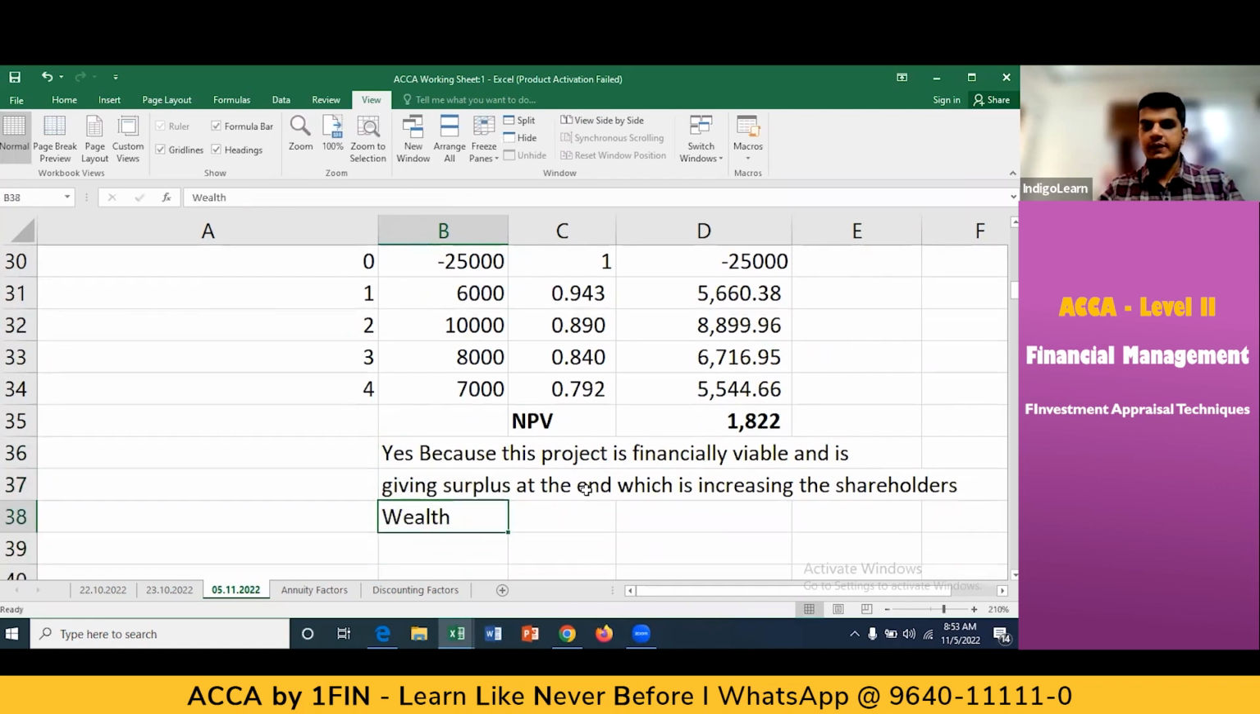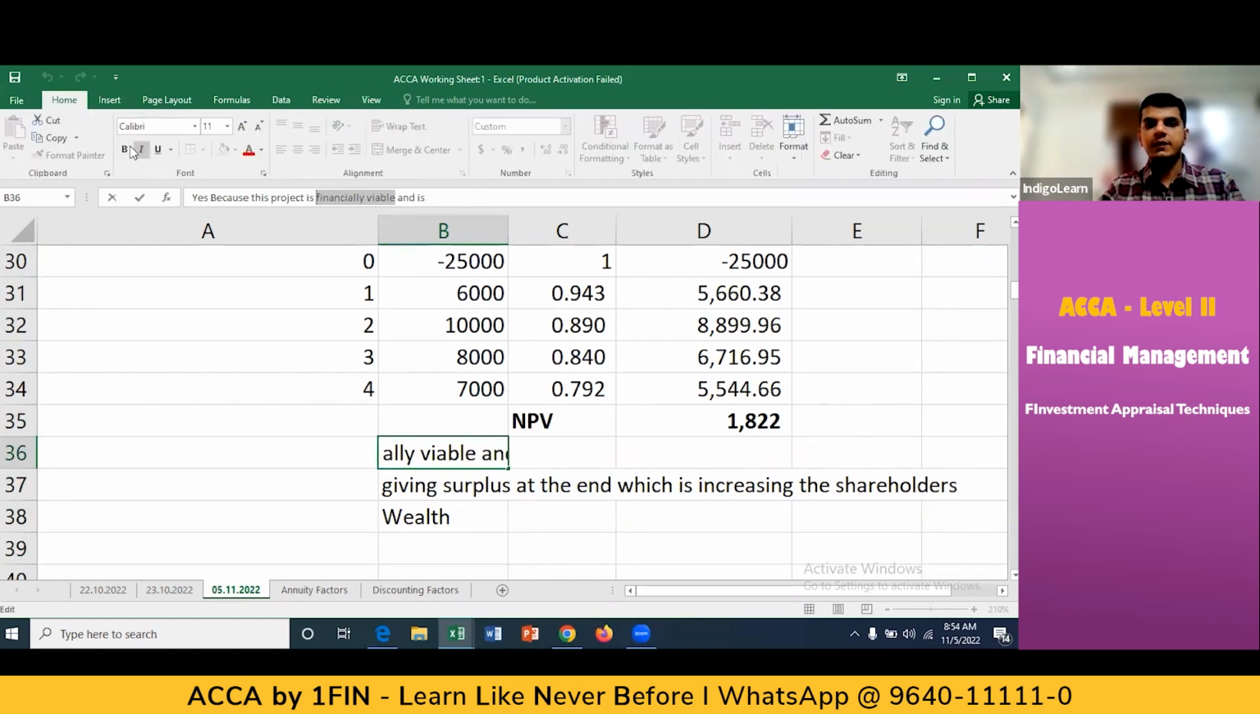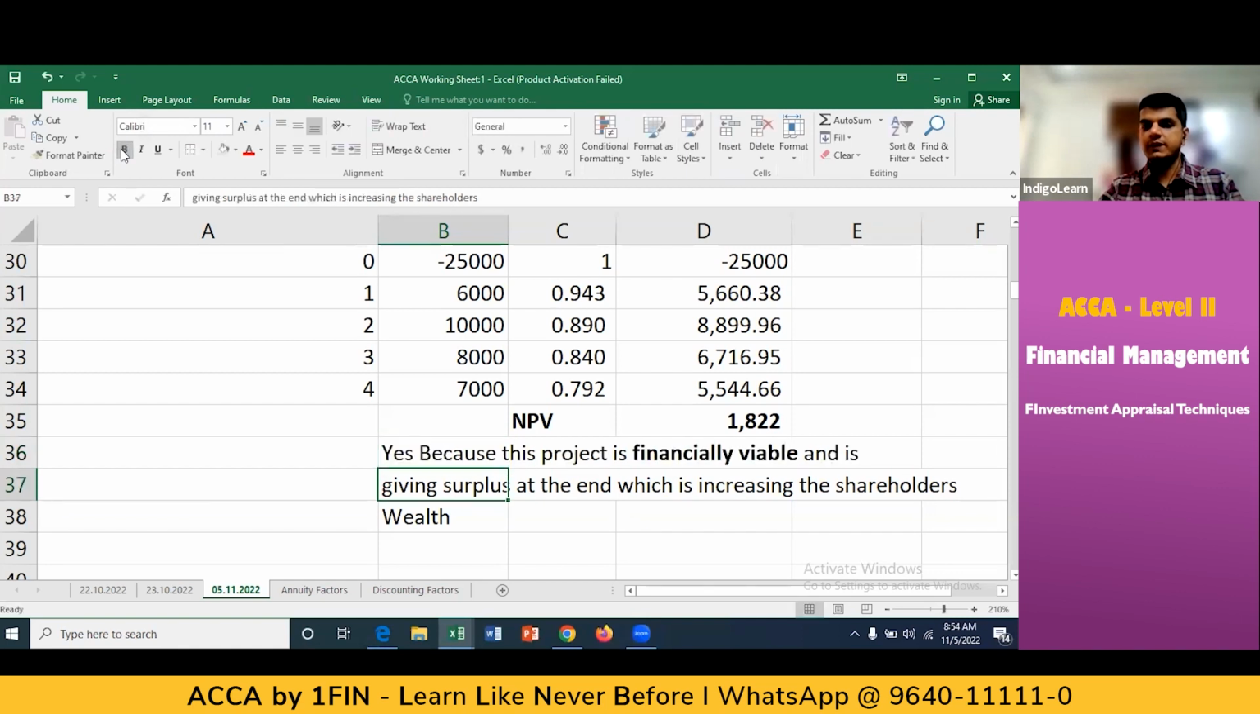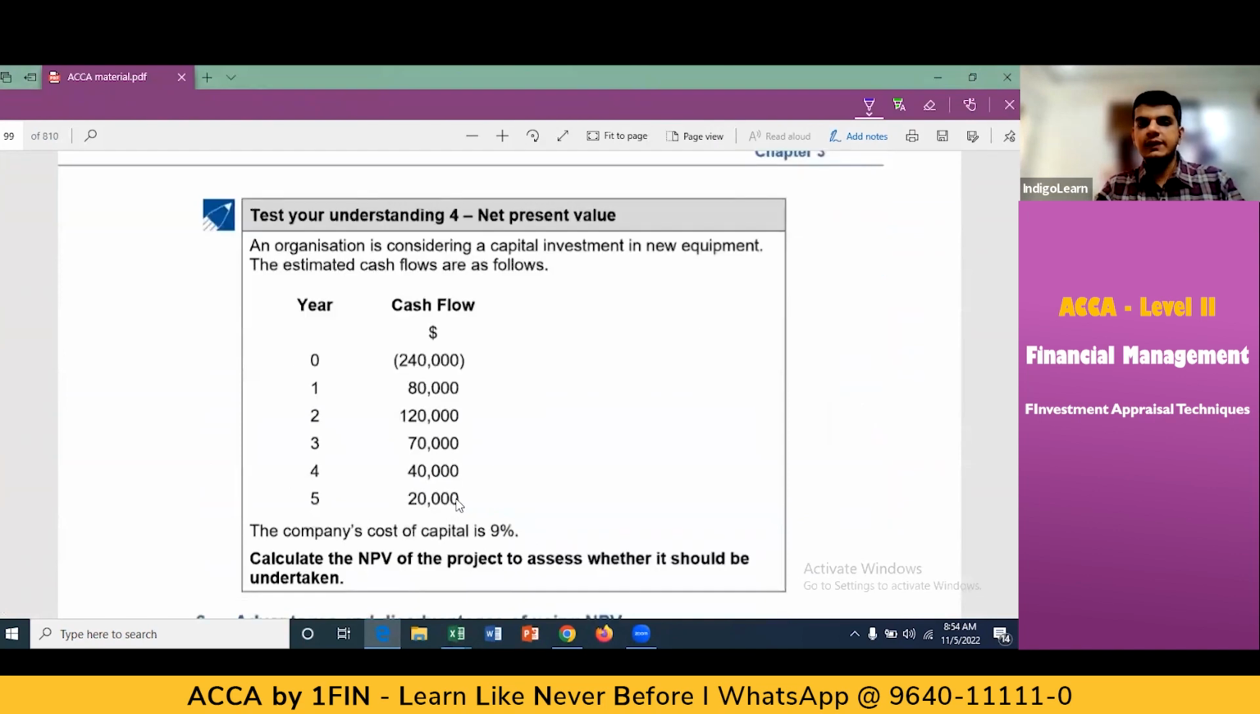Okay. If you want, you can copy. Otherwise, it is given in the book also. The major words that you have to add are "financially viable." Why? Because it is financially viable as it is giving some surplus result. Okay. Now we'll just go back. Second question, same. I'll just give you 2 minutes time. Try on your own. Otherwise, we'll just cover it again.